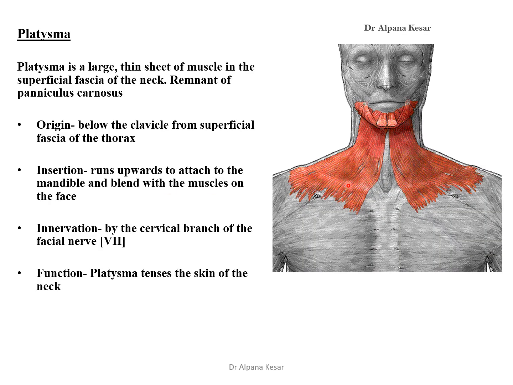Platysma muscle. Platysma is a large, thin sheet of muscle present in the superficial fascia of the neck. It is a remnant of panniculus carnosus. Origin of platysma is from the superficial fascia of thorax below the clavicle. The muscle ascends as a thin sheet in the neck and gets inserted in the lower border of mandible. Some of its fibers intermingle with the muscles of the face.